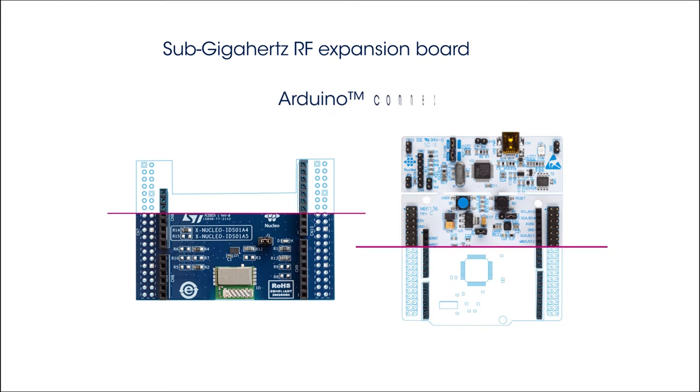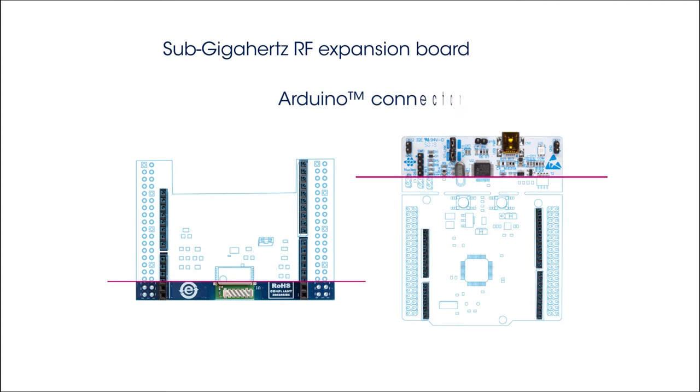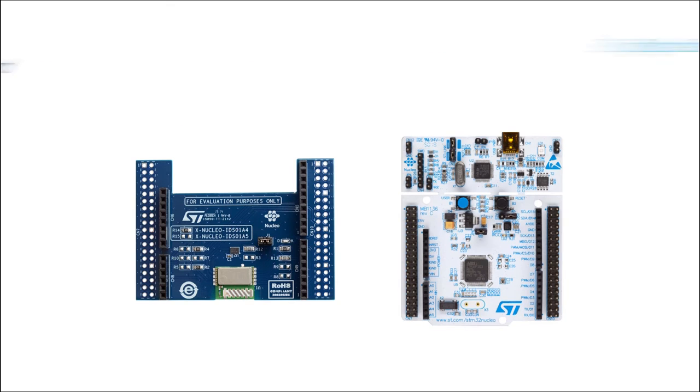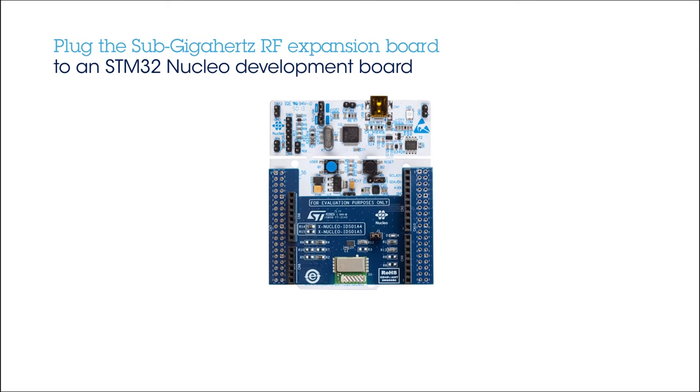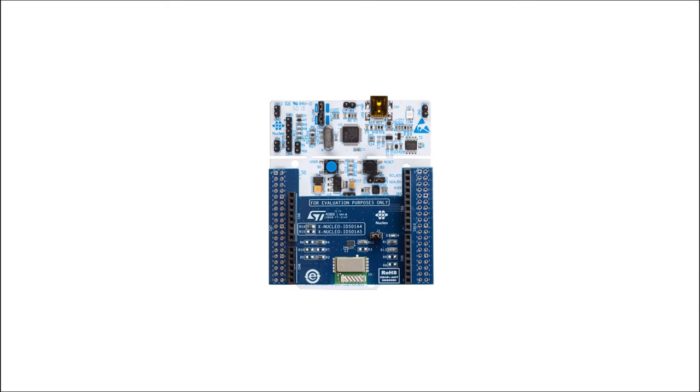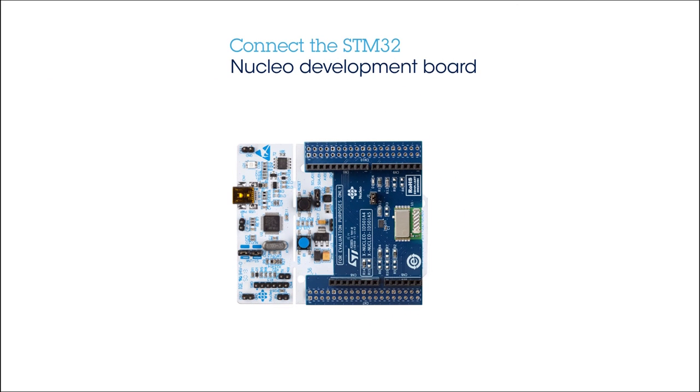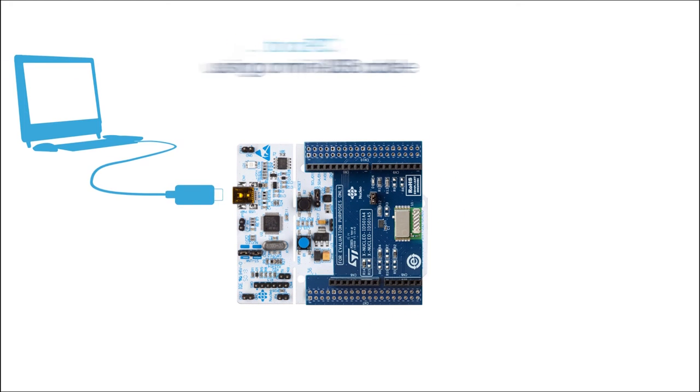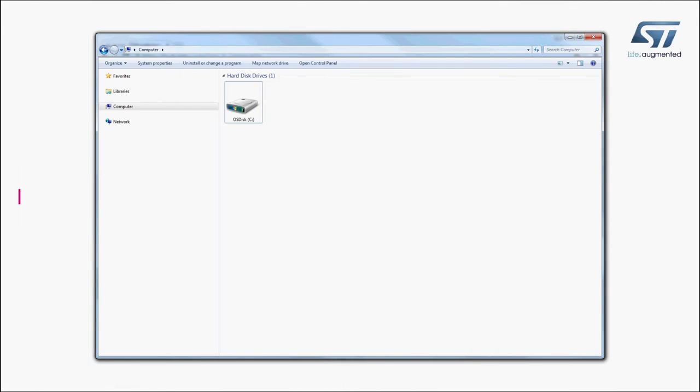The board is equipped with an Arduino Uno R3 connector, allowing it to be plugged into an STM32 Nucleo development board. First, connect the STM32 Nucleo development board to a PC using a mini USB cable. The board is automatically detected and seen as a disk drive.